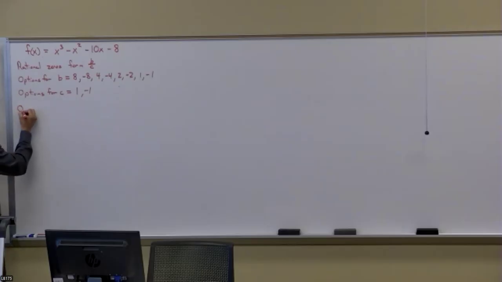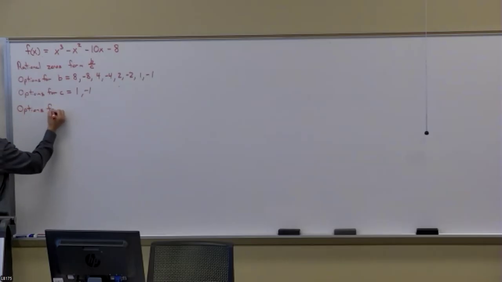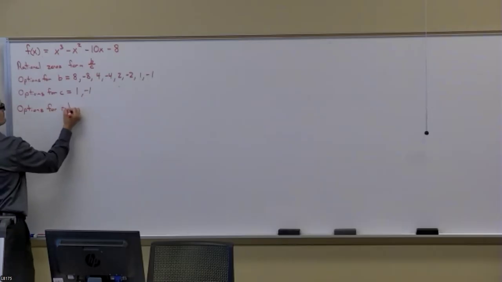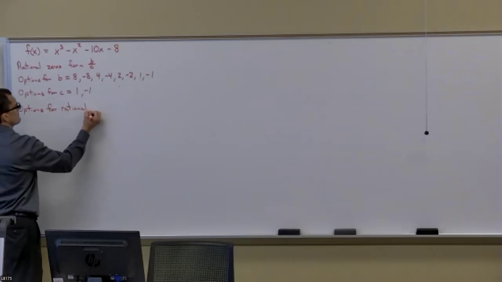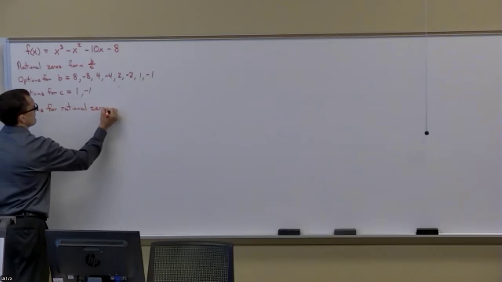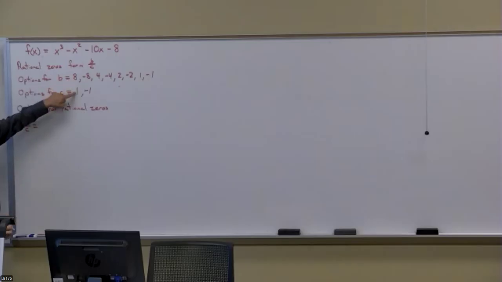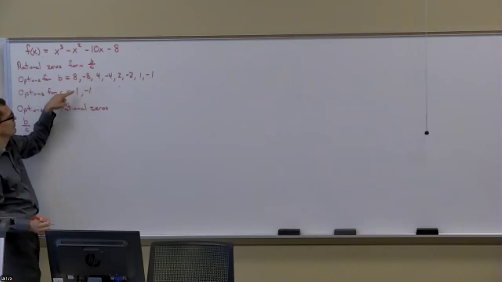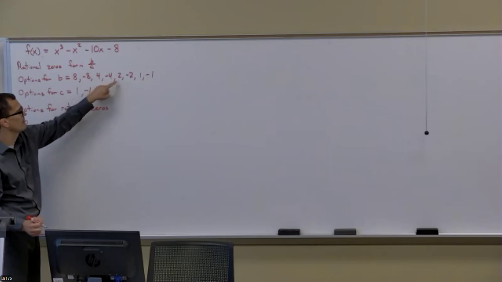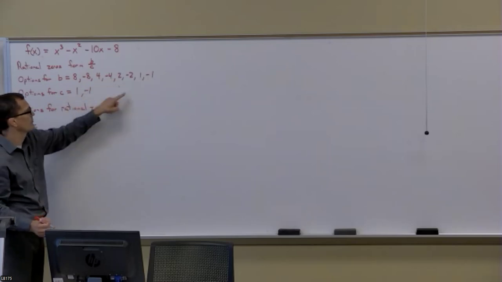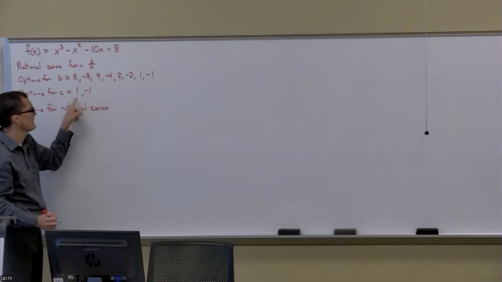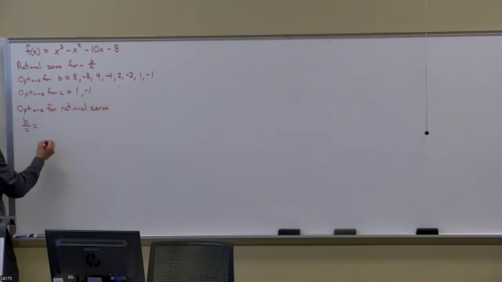So my options for rational zeros, excuse me. In other words, the b over c, I could take 8 over 1, -8 over 1, 4 over 1, -4 over 1, 2 over 1, -2 over 1, 1 over 1, or -1 over 1.